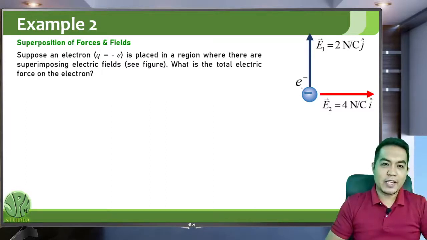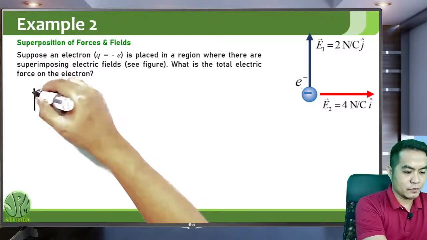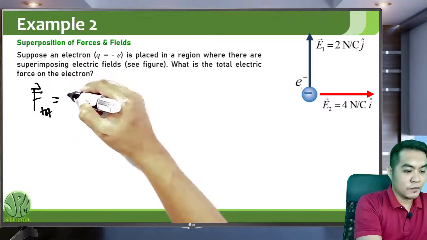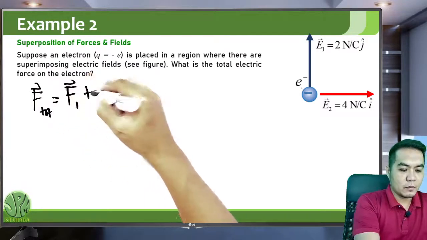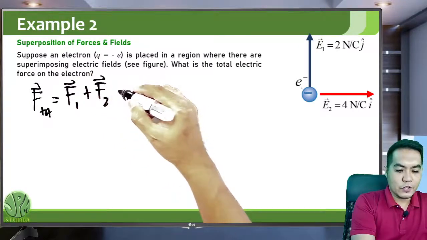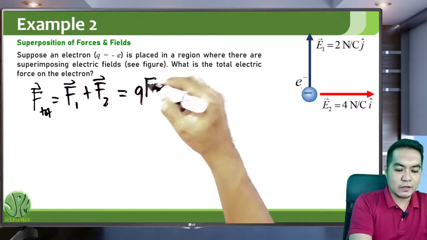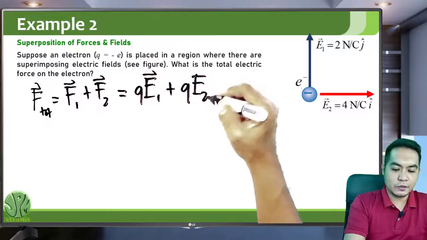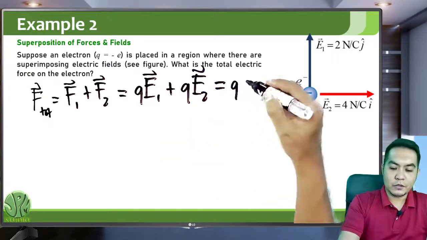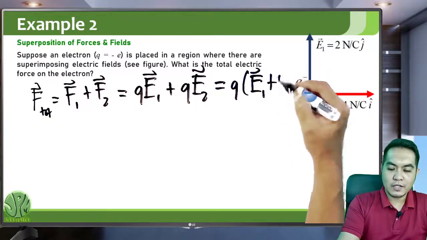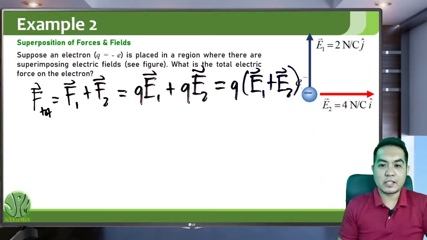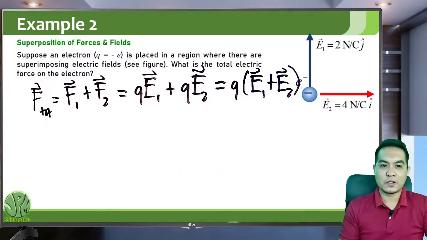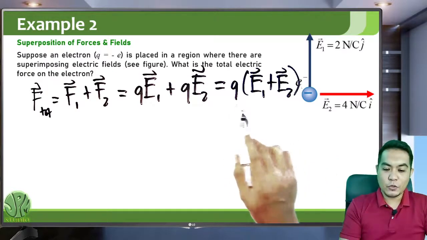So in this case, we follow the law of superposition. So the total force is just equal to force due to electric field 1 plus force due to electric field 2. The force due to electric field 1 is Q times electric field 1. The force due to electric field 2 is Q times electric field 2. So you factor out Q, and then you just have E1 plus E2, where E1 plus E2 is just the total electric field. So the total electric force is just Q times the total electric field. So you can also directly use this equation.